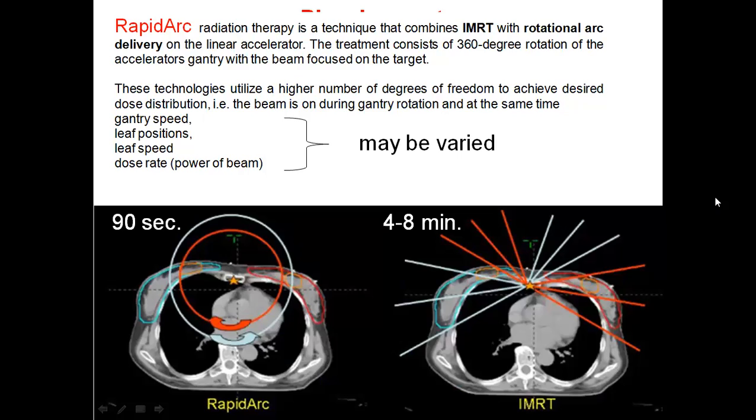Rapid arc radiation therapy is a technique that combines intensity modulated irradiation with rotational arc delivery of the linear accelerator. The treatment consists of 360-degree rotation of the gantry with the beam focused on the target. These techniques utilize a higher number of degrees of freedom to achieve the desired dose distribution. First of all, the beam is on during the whole cycle of gantry rotation, and at the same time, gantry speed, leaf position, leaf speed, and dose rate or power of the beam may be varied.